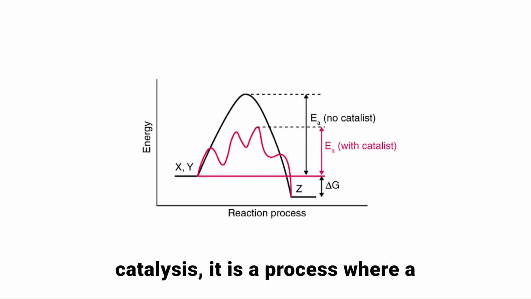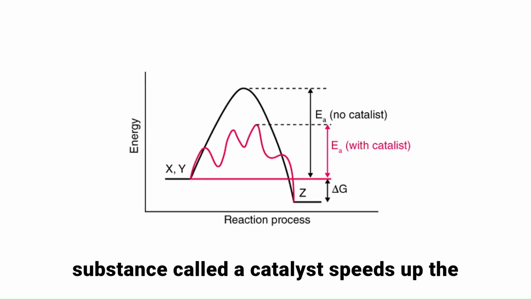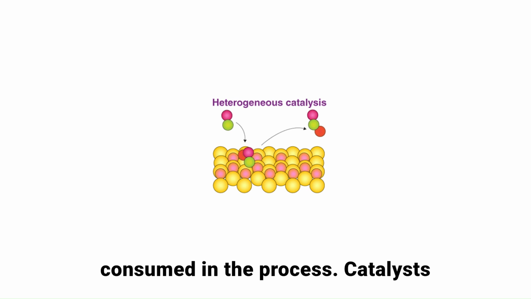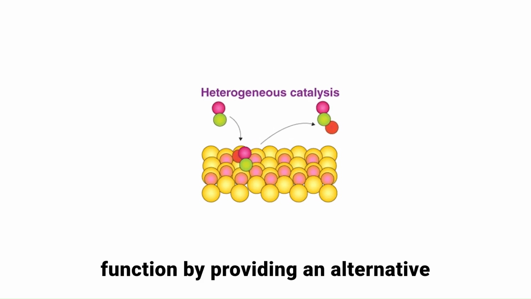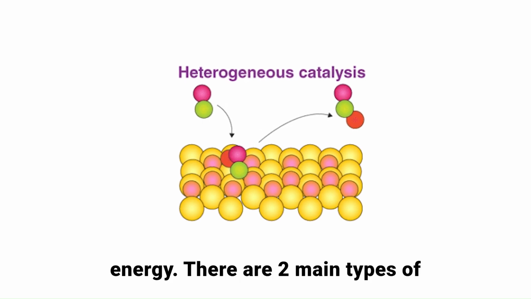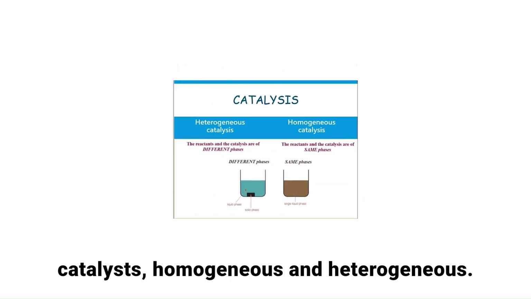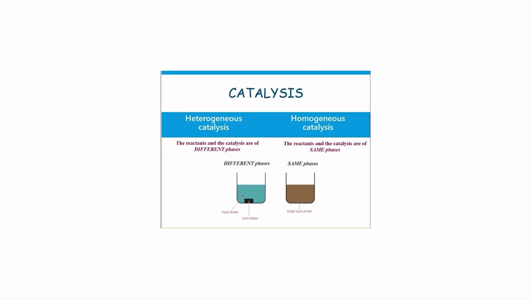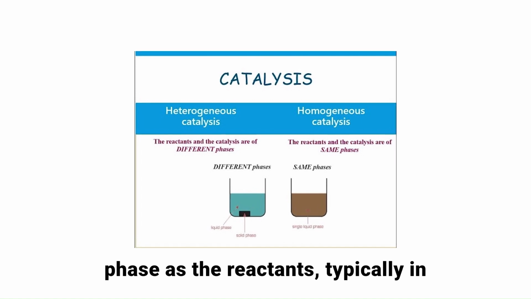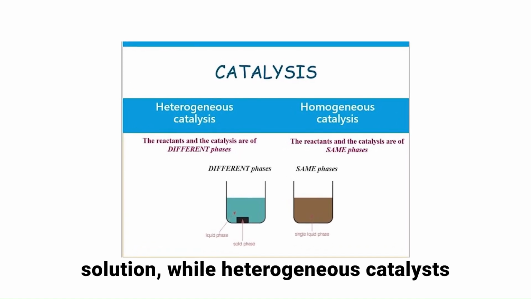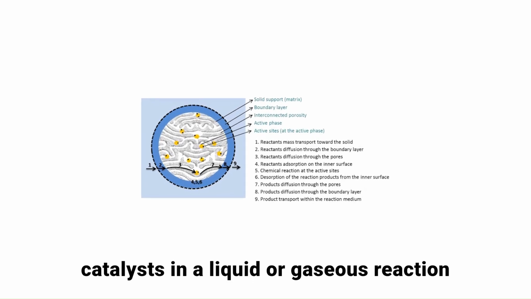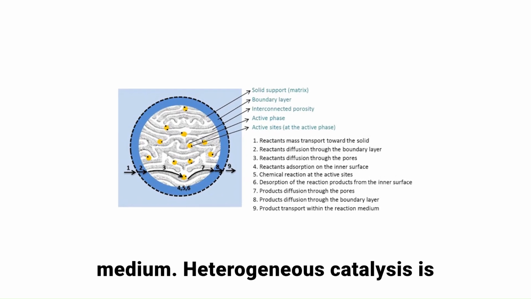Moving on to catalysis, it is a process where a substance called a catalyst speeds up the rate of a chemical reaction without being consumed in the process. Catalysts function by providing an alternative reaction pathway with lower activation energy. There are two main types of catalysts, homogeneous and heterogeneous. Homogeneous catalysts exist in the same phase as the reactants, typically in solution, while heterogeneous catalysts exist in a different phase, often solid catalysts in a liquid or gaseous reaction medium.